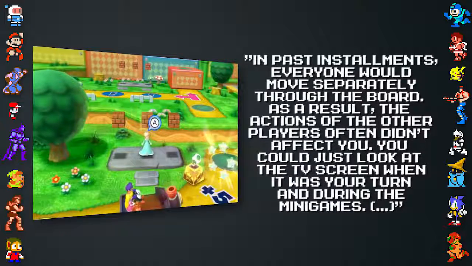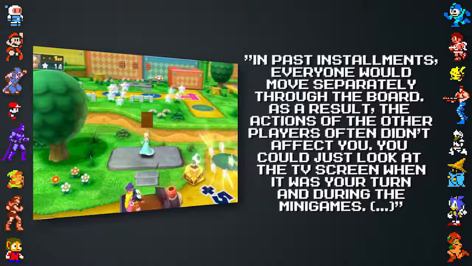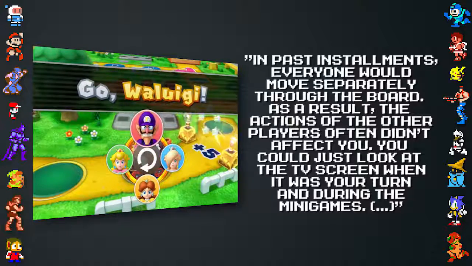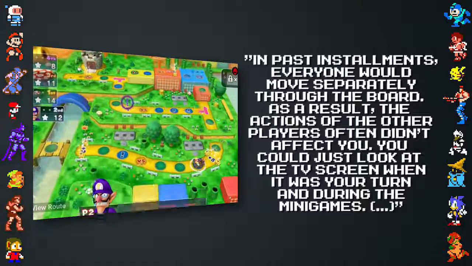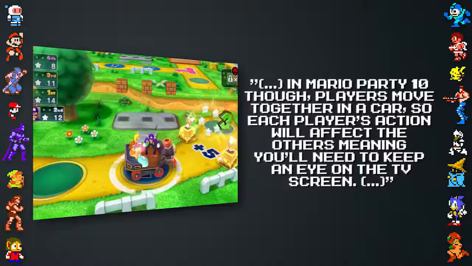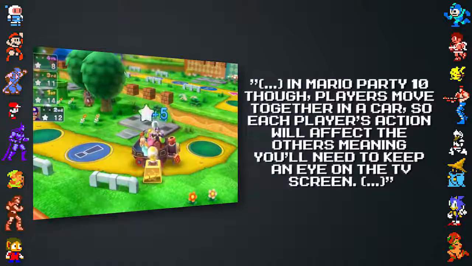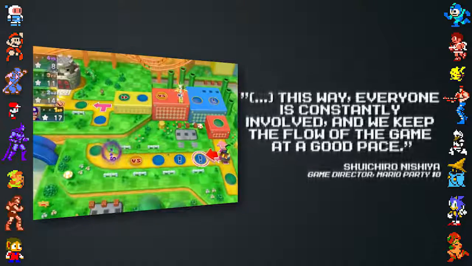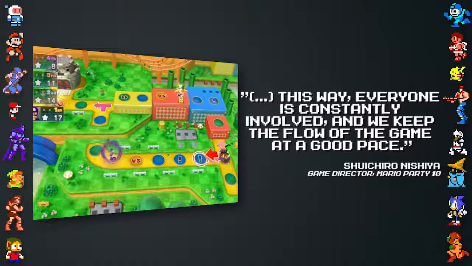In past installments, everyone would move separately through the board. As a result, the actions of the other players often didn't affect you. You could just look at the TV screen when it was your turn and during the minigames. In Mario Party 10, though, players move together in a car, so each player's action will affect others, meaning you'll need to keep an eye on the TV screen. This way, everyone's constantly involved, and we keep the flow of the game at a good pace.